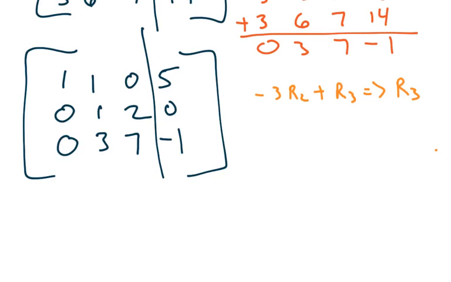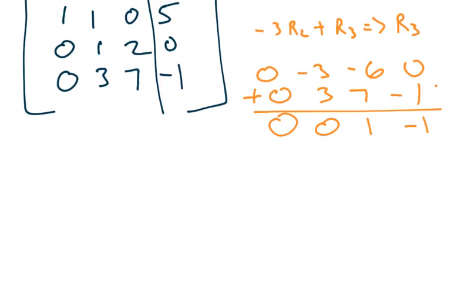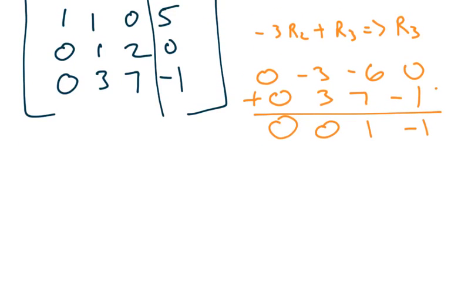Okay? So when I do this, we're going to end up getting what? We're going to get row 2 times negative 3. It's going to become 0, negative 3, negative 6, 0, and we're going to add that to row 3, which is 0, 3, 7, negative 1. So when I add this, I end up getting 0, 0, 1, negative 1. Okay? So I'm going to rewrite this now, and when I rewrite this, the only thing again that I'm changing is my third row.